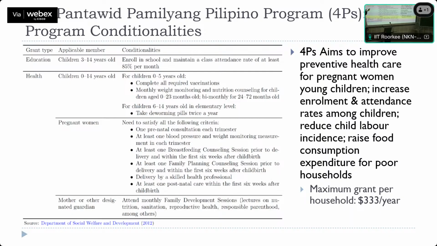For health, there are different things. For children 0 to 14 years old, you divide them into 0 to 5 and 6 to 14 and so on. You have to finish all the required vaccination. You have to have monthly weight monitoring for 0 to 23 year olds. For 6 to 14-year-olds, take deworming pills twice. So these are the conditions. Similarly, pregnant women have to meet all those criteria. If you meet them, you get the money. Otherwise, you do not.